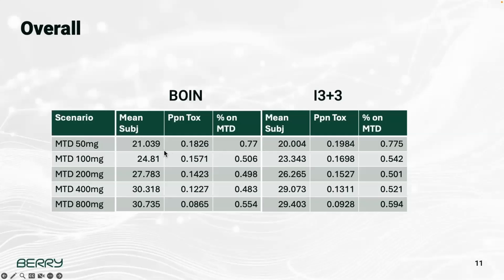Also, the mean number of subjects tends to be a little bit lower with the I3+3. Every now and again, the BOIN is using one more cohort. So in about 30 to 50% of the time, it's using an additional cohort to complete. And there's not a lot of difference in the amount of toxicity that's being seen.